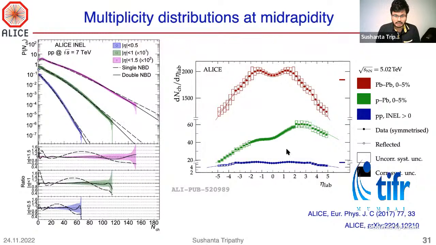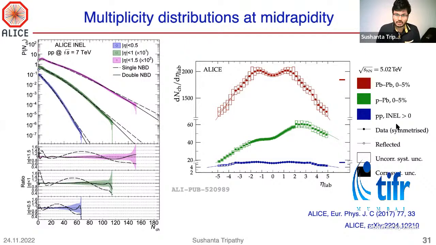The right-hand side is the pseudorapidity density distribution. Here a comparison is shown for more central Pb-Pb collisions, more central p-Pb collisions, and pp in N_ch greater than 0 events. N_ch greater than 0 events basically means that we are looking at those events where we have at least one charged particle in the mid-rapidity range.